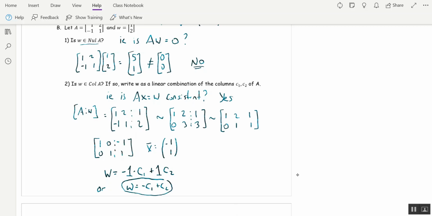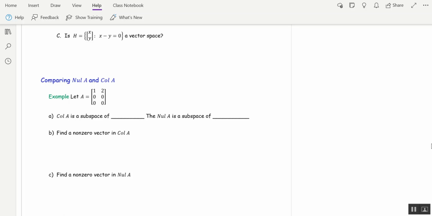So it's worth taking a moment to study this example and look at the difference between being in null A and col A and what that means, especially in terms of computation. Okay, we're almost done. You should pause the video and see if you can do the problems on this page yourself. Okay, hopefully you did that.